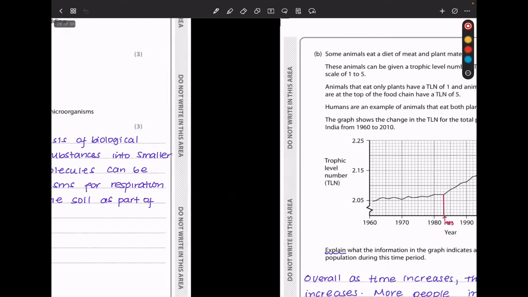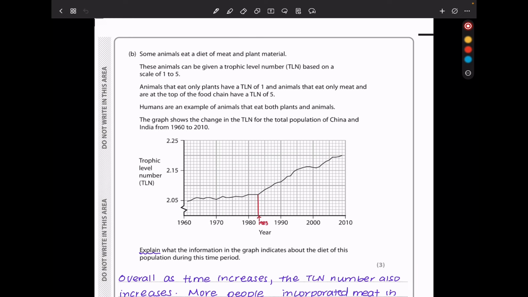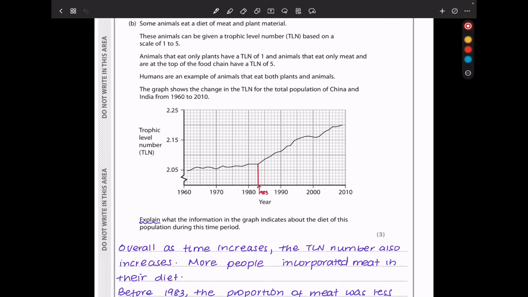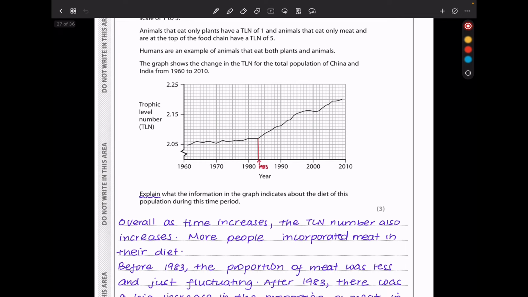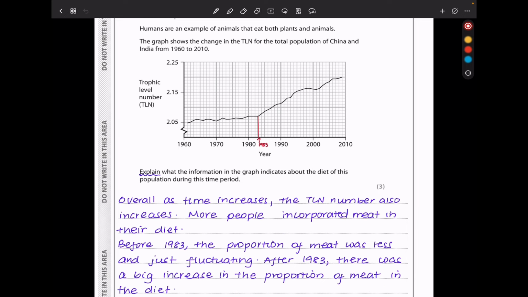of the carbon cycle. In part B, some animals eat a diet of meat and plant material. These animals can be given a trophic level number, which is TLN, based on a scale of 1 to 5. Animals that eat only plants have a TLN of 1, and animals that eat only meat, at the top of the food chain, have a TLN of 5. Humans are an example of animals that eat both plants and animals. The graph shows the change in the TLN for the total population of China and India from 1960 to 2010.